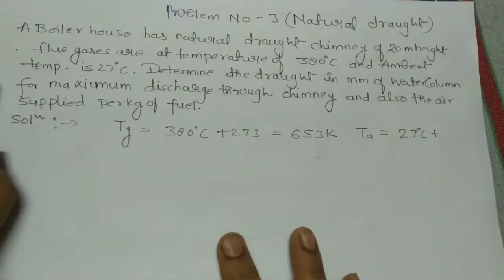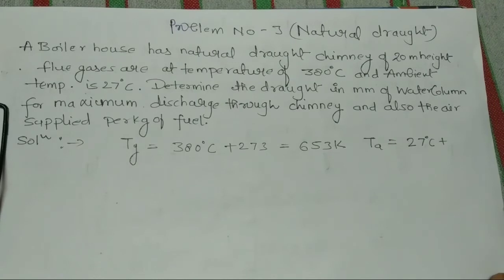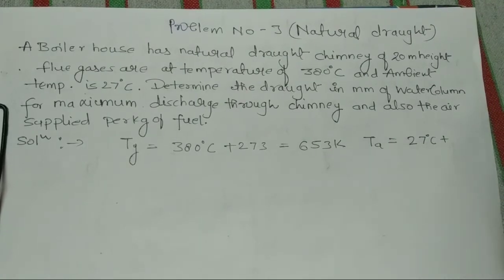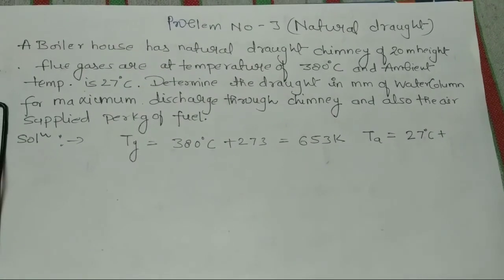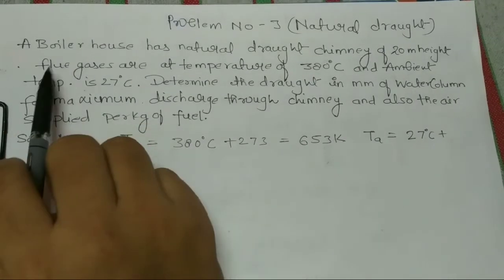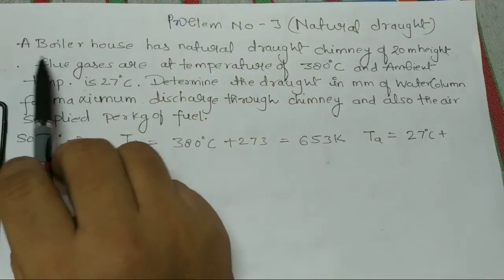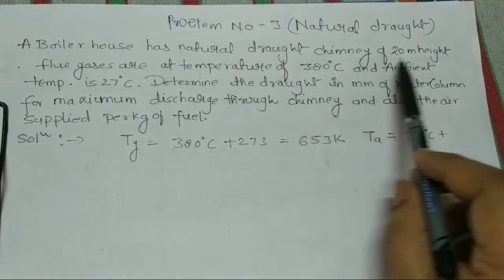Next problem is, we have to solve problem number 3, natural draught. A boiler house has a natural draught chimney of 20 meter height. Flue gases are at temperature of 380 degrees centigrade and ambient temperature is 27 degrees centigrade. Determine the draught in mm of water column for maximum discharge through the chimney and also the air supplied per kg of fuel.